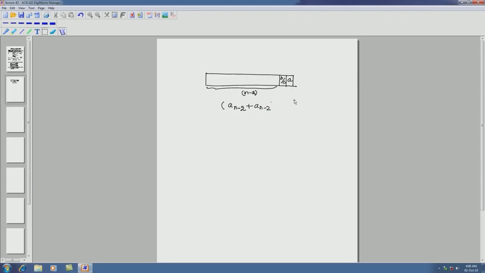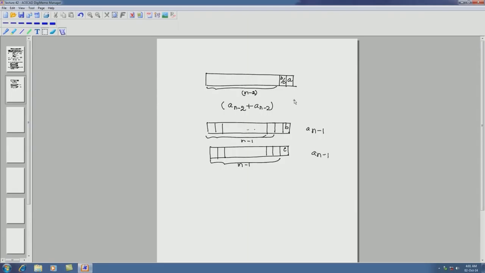Now, we look at the other situation when the word of length n is not ending with A, then it may end with either B or C. In either of these cases, the initial segment consisting of n minus 1 letters can be occupied by A n minus 1 words. So, the total number of words that we have is A n minus 1 plus A n minus 1.